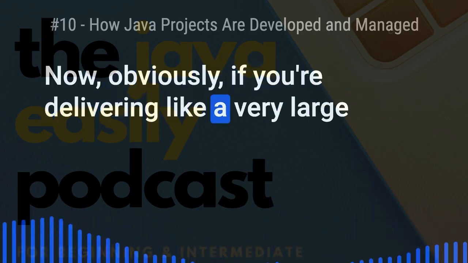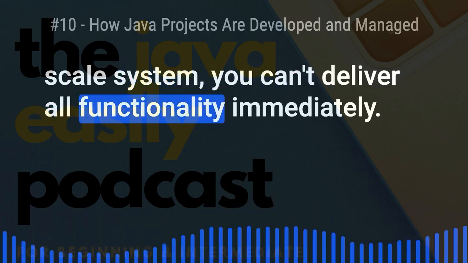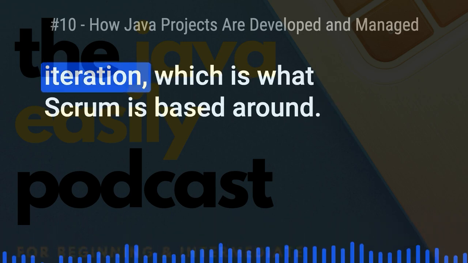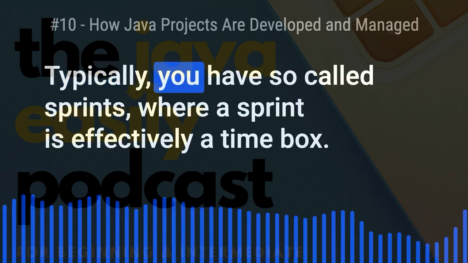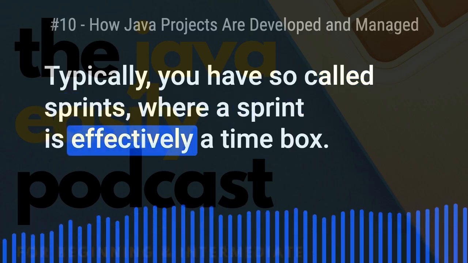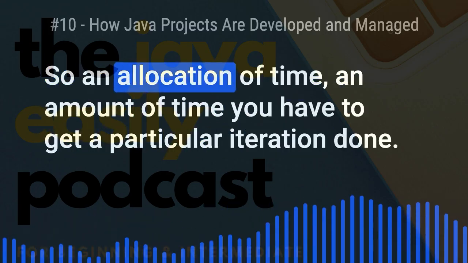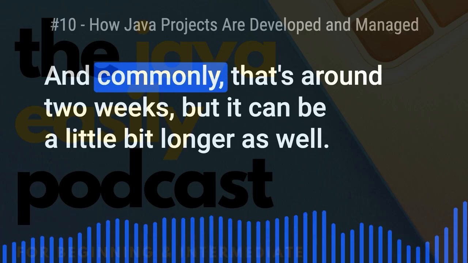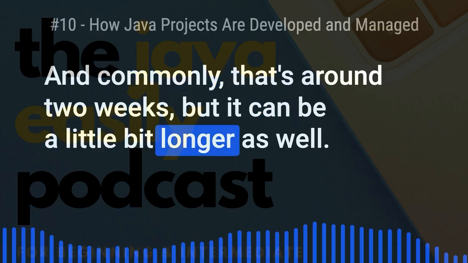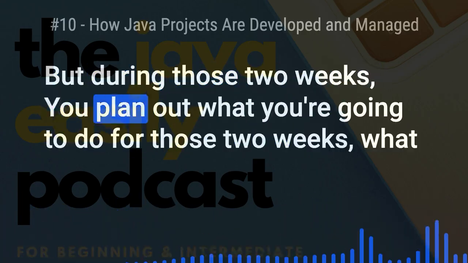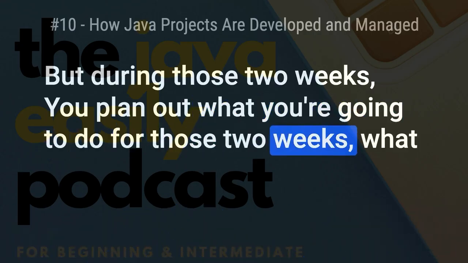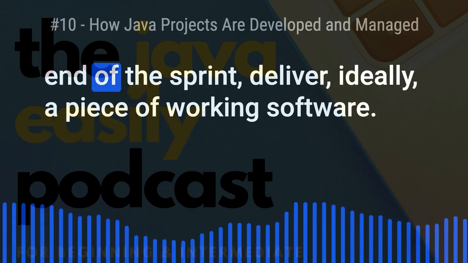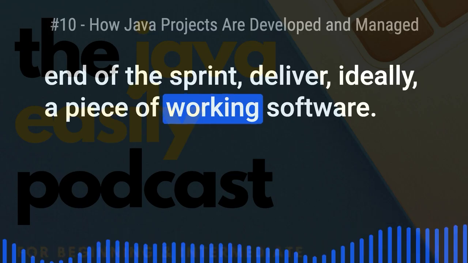Now, obviously, if you're delivering a very large-scale system, you can't deliver all functionality immediately. That'd just be crazy. Particularly in a time-boxed iteration, which is what Scrum is based around, typically you have so-called sprints, where a sprint is effectively a time box. It's an allocation of time, an amount of time you have to get a particular iteration done. And commonly that's around 2 weeks, but it can be a little bit longer as well. But during those 2 weeks, you plan out what you're going to do, what sequence of tasks you're going to tackle, to be able to, at the end of the sprint, deliver, ideally, a piece of working software.